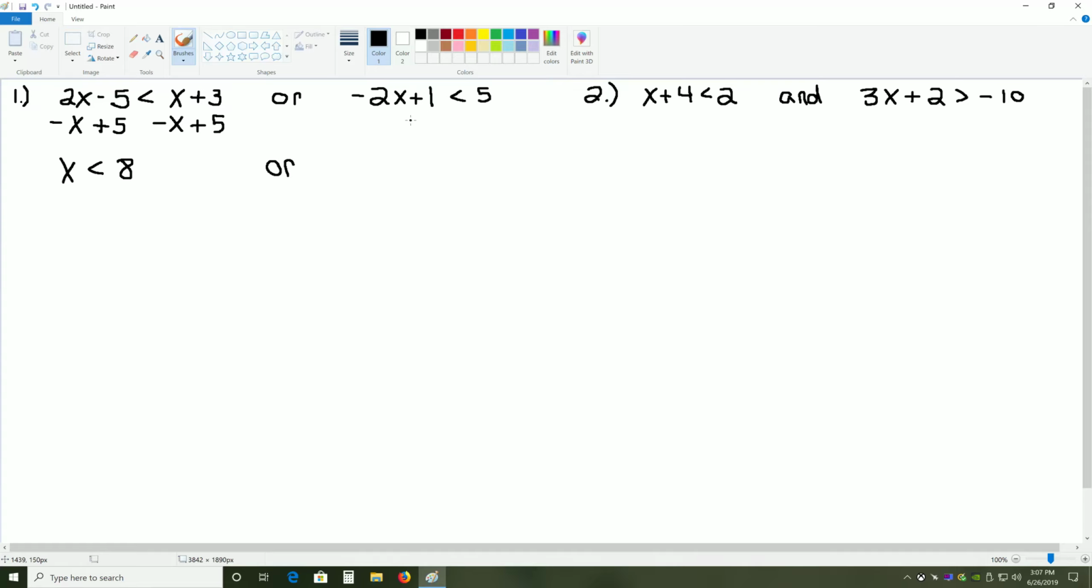now we'll move over here. We'll subtract 1 from each side to start getting our x alone, which leaves us with negative 2x is less than 4. And then dividing each side by negative 2, we get x and negative 2. 4 divided by negative 2 gives us negative 2. And remember, whenever you divide or multiply by a negative with an inequality, you have to flip the inequality. So our statements are x is less than 8 or x is greater than negative 2.